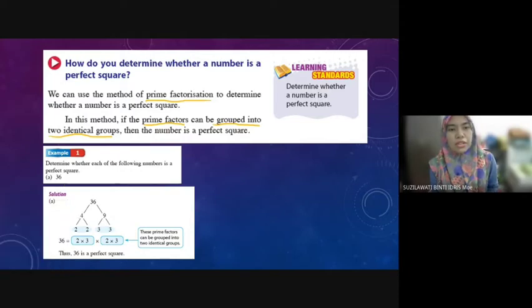Prime factorization using factor tree. Okay, first, this is the question. 36. We need to determine whether 36 is a perfect square. We need to find what two numbers can be multiplied to get 36. What two numbers can be multiplied to get 36?